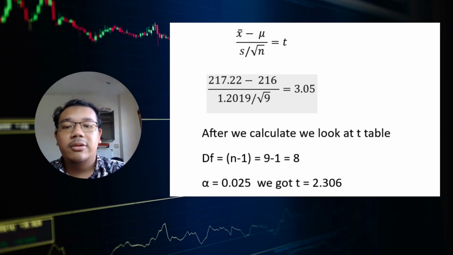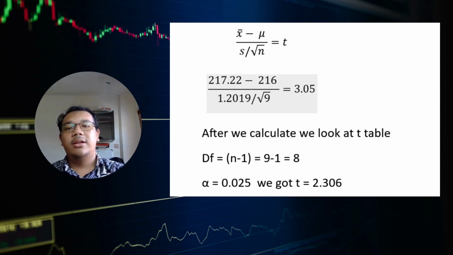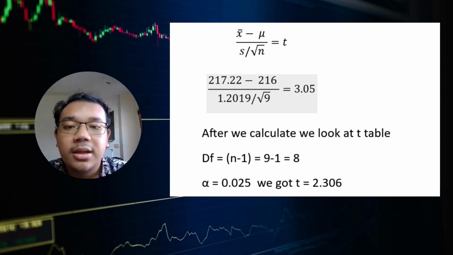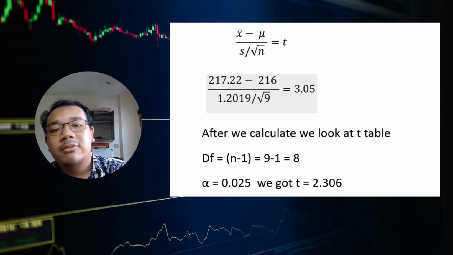Okay, we will continue by using the t-test formula. This is the t-test formula: x bar minus mu, divided by S divided by the square root of n.